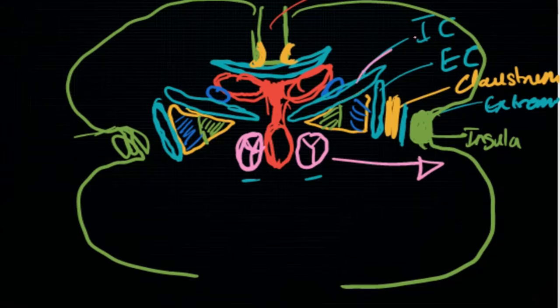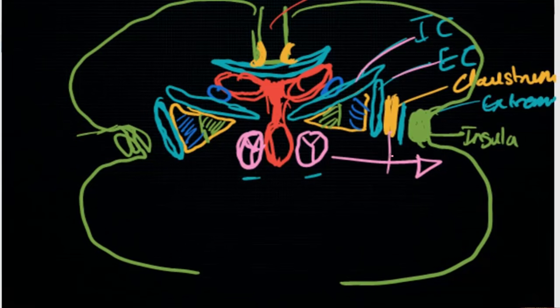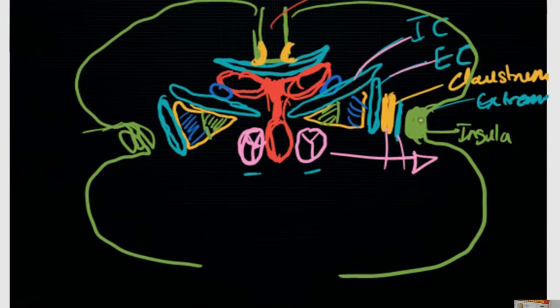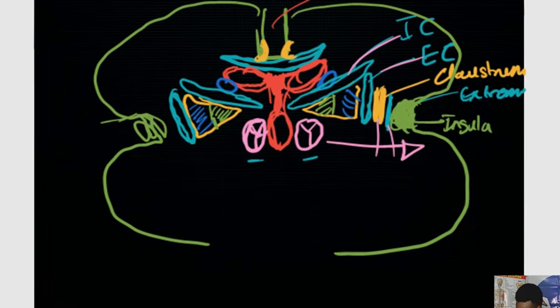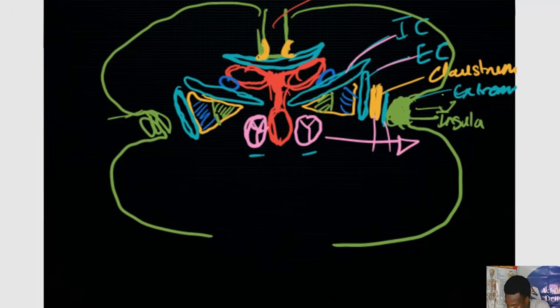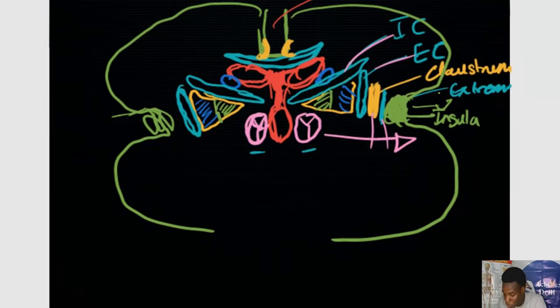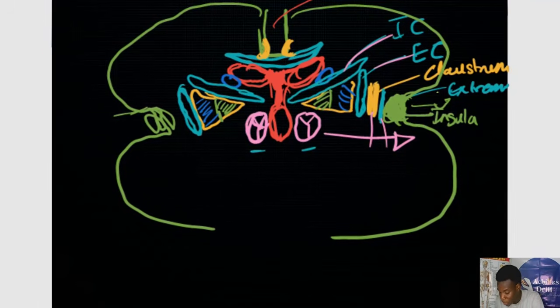Again, we have the internal capsule, the external capsule, the claustrum, the extreme capsule, and then we're getting straight to what? The insular cortex. And beyond the insular cortex, you're in the lateral or sylvian fissure, which will most likely have branches of the middle cerebral artery. Okay, I think that brings us to the end of this beautiful session.